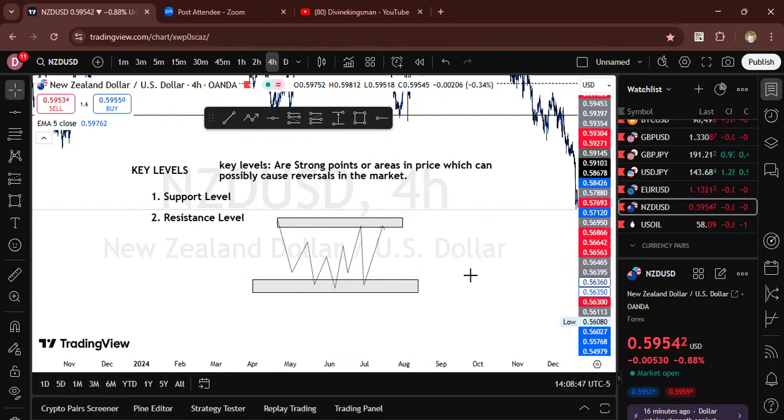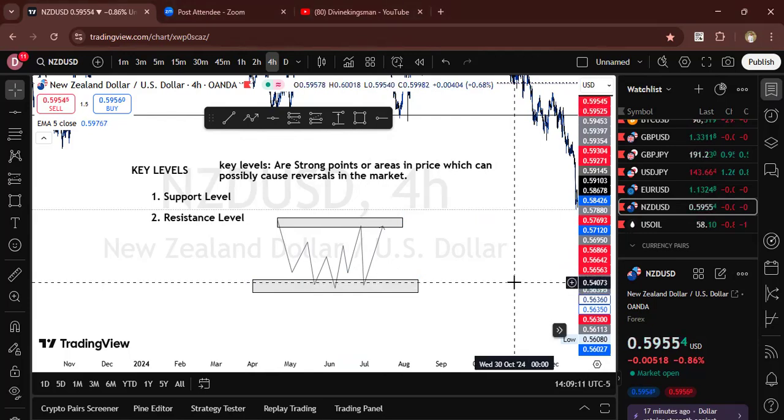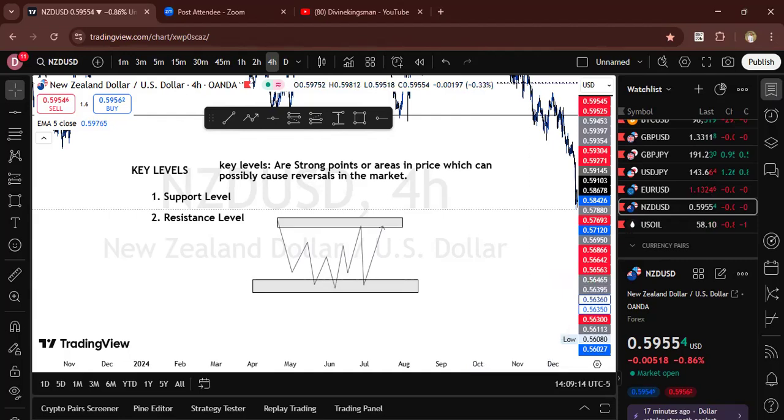I'm going to show you how you can draw these levels on your chart correctly. What you should know is that support and resistance, or key levels, are one of the most important things you must master when trading. If you hear key levels, have it in mind that they're talking about support and resistance. If you hear support and resistance, it's telling you that there are key levels.